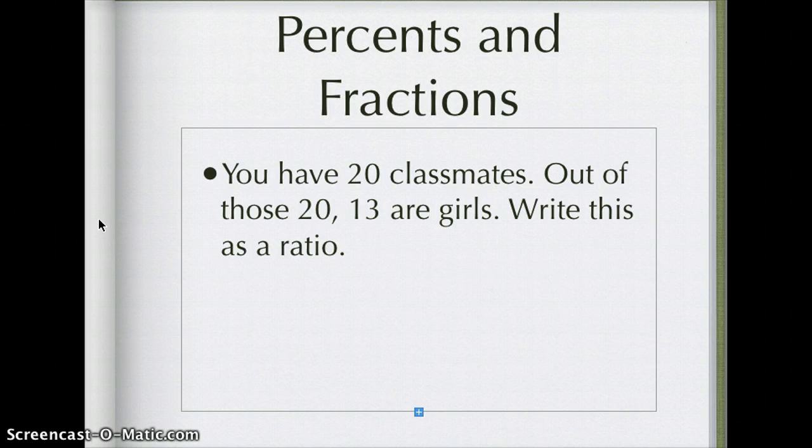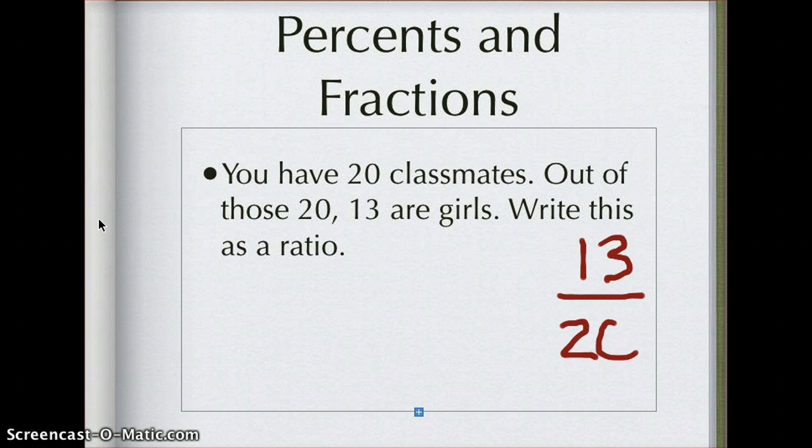So here's our first problem, and this is going to get us to how to go between percents and fractions. Let's think of this. You have 20 classmates, and out of those 20, 13 are girls. Write this as a ratio. So we're going to start by following the instructions and writing this as a ratio. 13 are girls, so I'm going to write 13 out of 20. Remember, this is called a part to whole ratio. Part of the class is the 13 girls. The whole is 20.